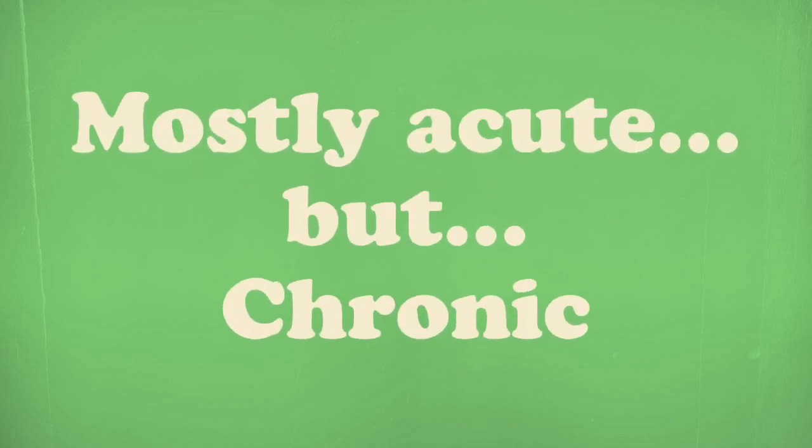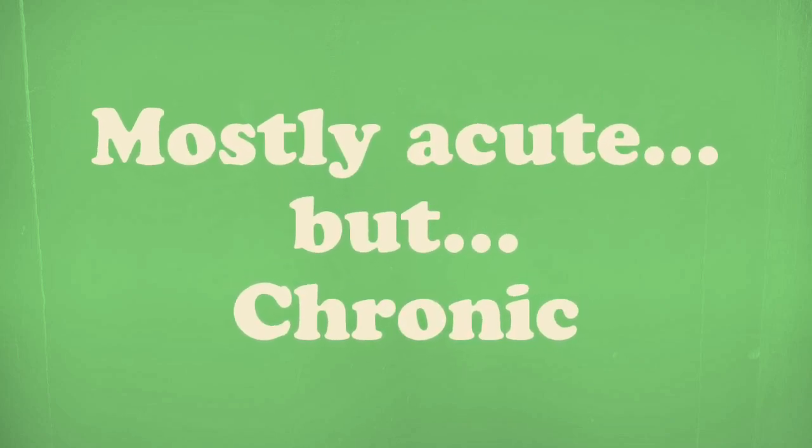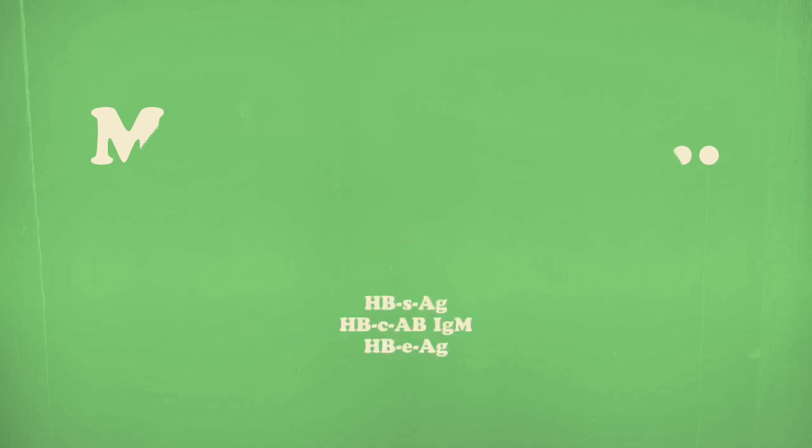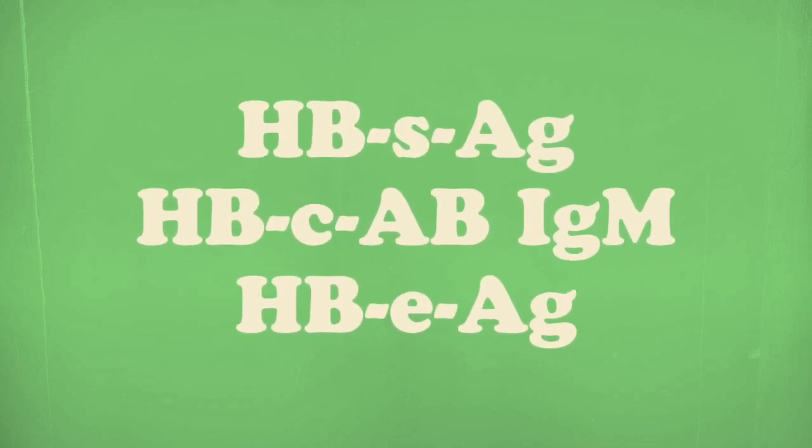Hepatitis B is a DNA virus. It's spread typically by injection drug use or sexual contact. 5 to 10% of infected people will develop a chronic carrier state, and this predisposes them to hepatocellular cancer. It's most worth remembering that the surface and envelope antigens represent active infection.